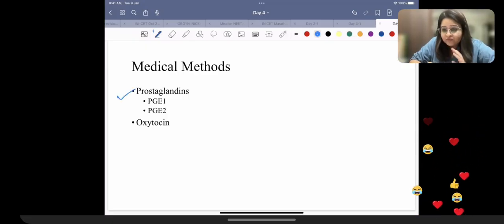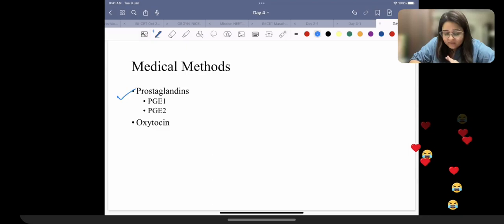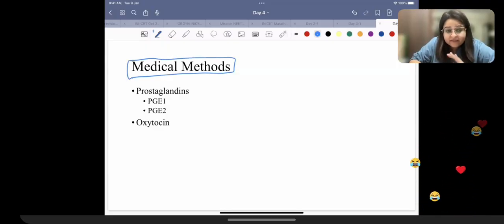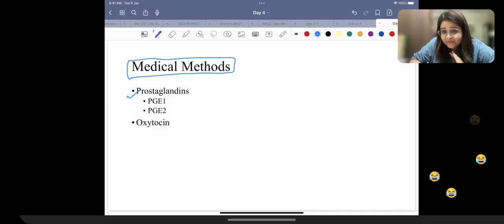Okay. Now coming to prostaglandins. So coming to, sorry, methods of induction of labor. We start with medical methods. In medical methods, we have three important drugs. One is prostaglandins.